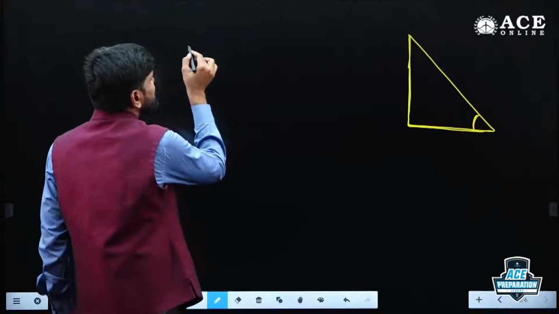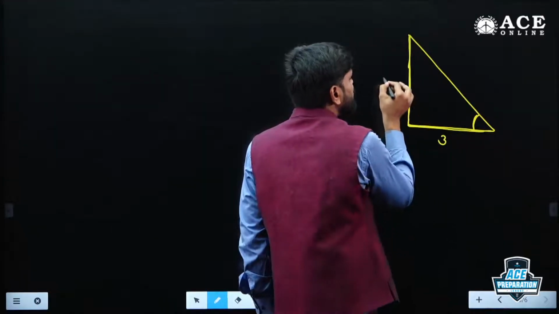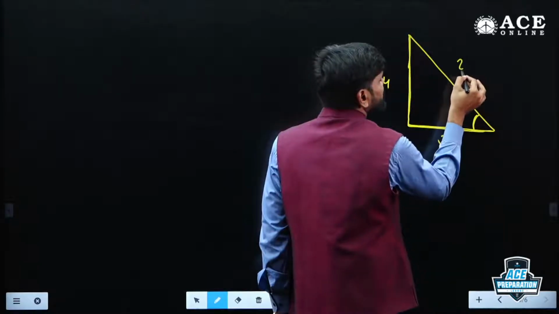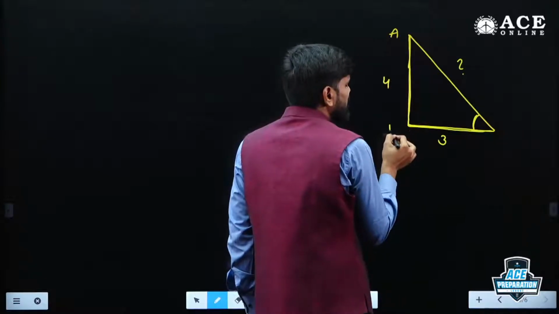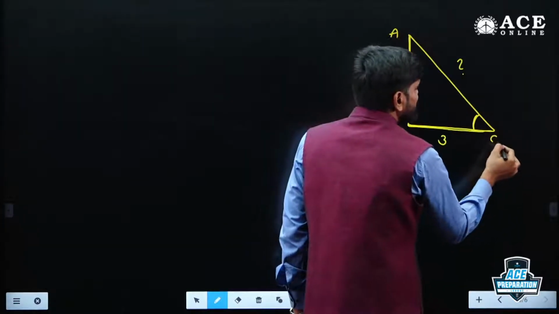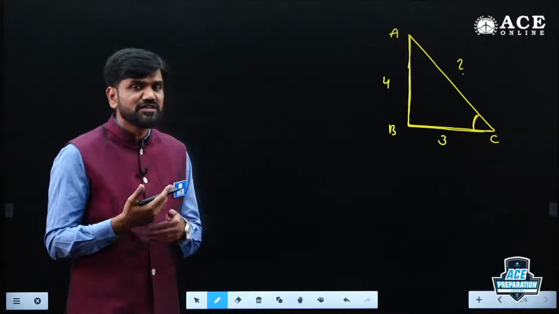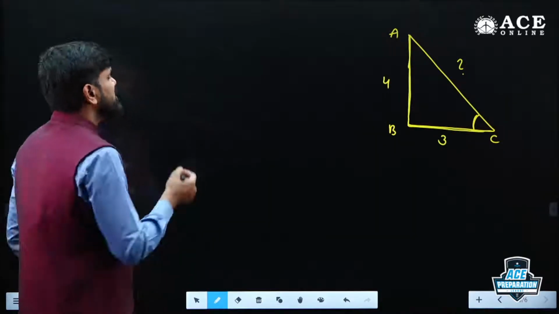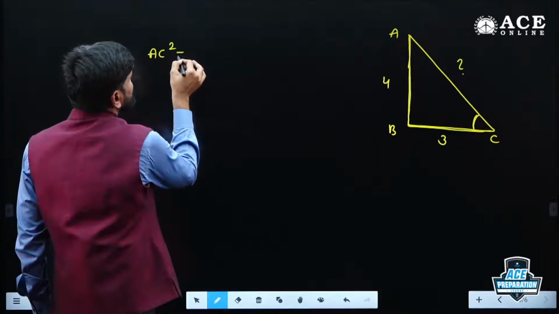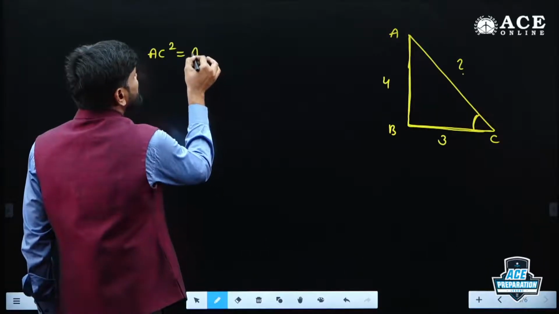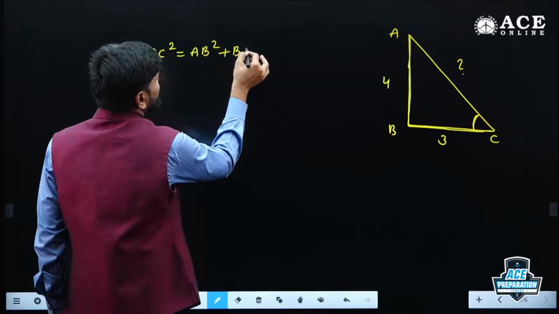If you take into consideration, if this is 3, let us say this is 4, and I wish to find this one. As we have just now learnt, the square on the hypotenuse will always be equal to the sum of the squares on the other two sides. So here I can say that AC square is equal to AB square plus BC square. This is what we know now.